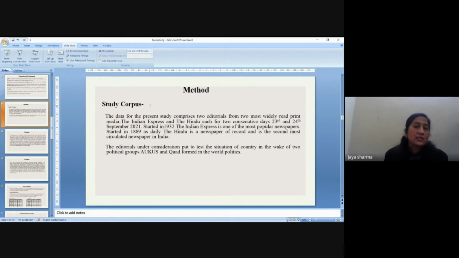Started in 1932, the Indian Express is one of the most popular newspapers, and it started in 1889 as a daily. The Hindu is a newspaper of record and is the second most circulated newspaper in India. The editorials under consideration put to test the situation of the country in the wake of two political groups, AUKUS and QUAD, formed in world politics.